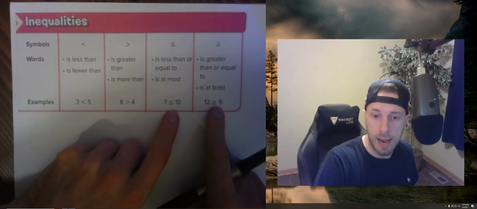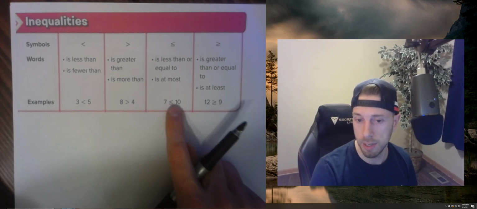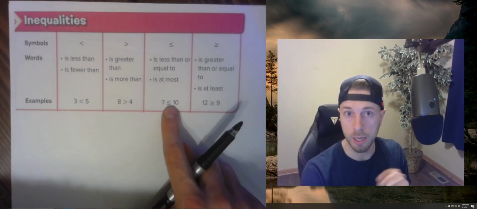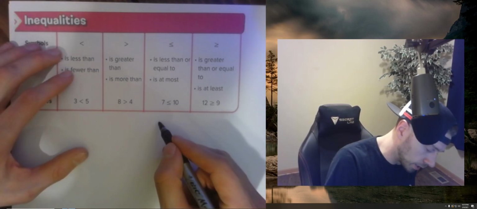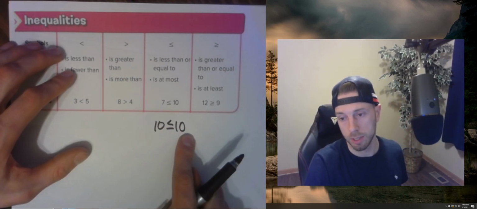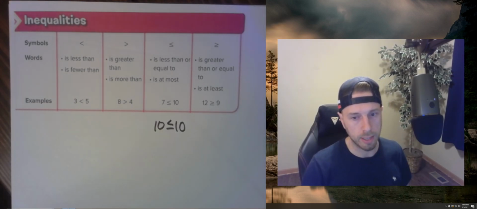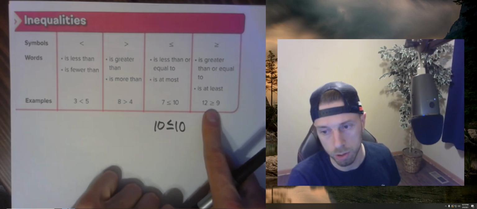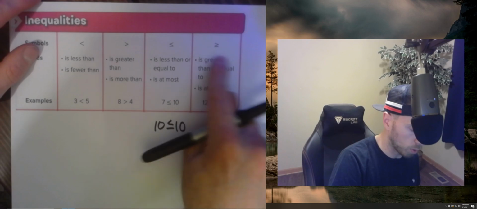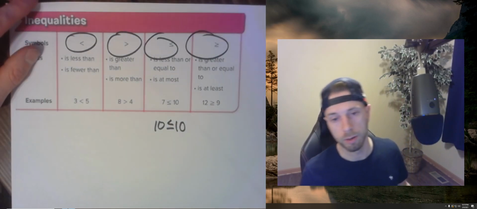These ones over here, when they have a line underneath them, just say that it could be equal to. For example, it says 7 is less than or equal to 10. It's not equal to it, but it is less than it, right? It could be either or. So it could also say 10 is less than or equal to 10. It's not less than, but it is equal to. So you got to kind of navigate that a little bit. This one over here is greater than or equal to. So 12 is greater than or equal to 9. So these are the 4 signs we're going to be using today: less than, greater than, less than or equal to, and greater than or equal to.